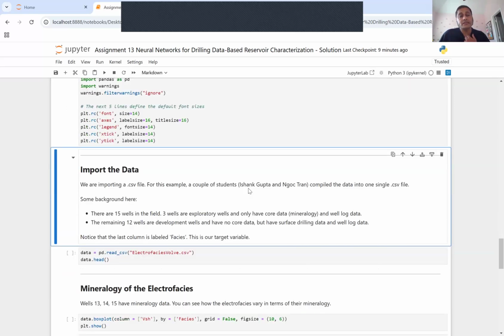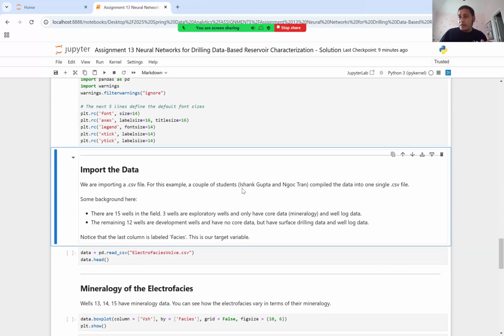And for this specific example, I've already collected the data and put it into a .csv file. And I do want to mention that this was work done by some of our students, Ishank and Nok, quite some time back. They were the first authors on the paper that I'd linked to earlier.